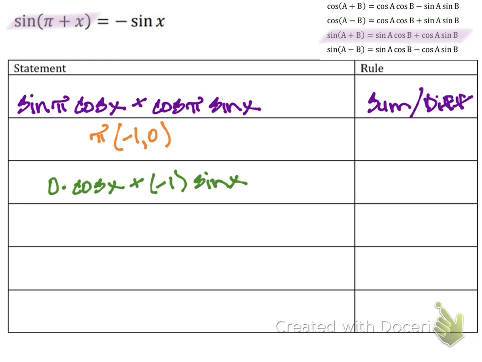And so what did we do? We don't want to say algebra. What we did here is we used evaluate. So we evaluated the sine of pi.